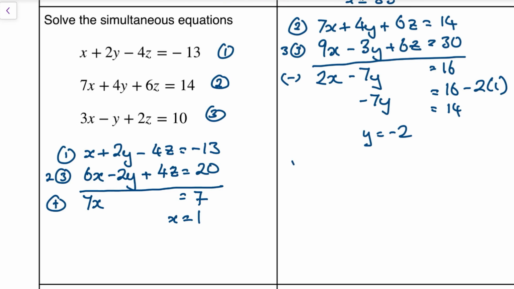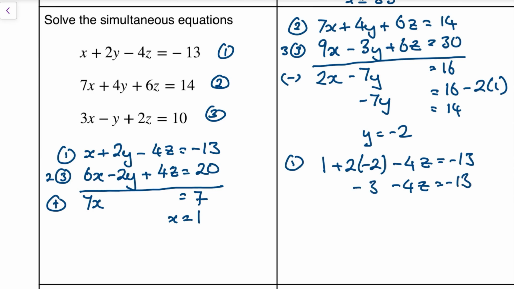Now let's go back to equation 1 and fill all that in. So x is 1, plus 2 times minus 2, because y is minus 2, minus 4 times z that I don't know, is minus 13. So minus 4z, well 1 minus 2 times 2 is 1 minus 4, which is minus 3. Let's write this here actually. So minus 3 minus 4z equals minus 13.